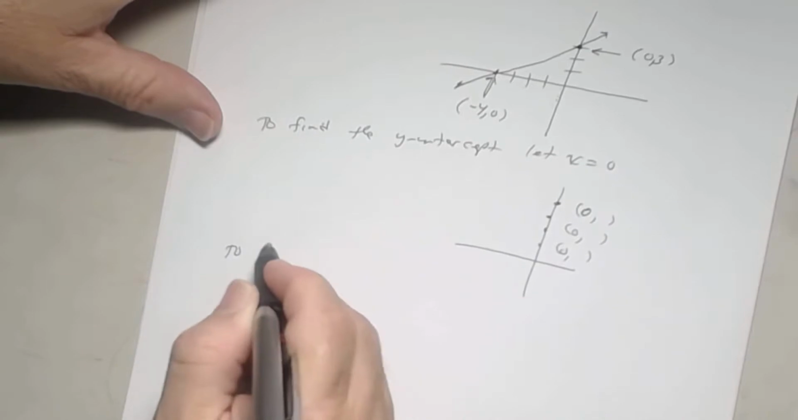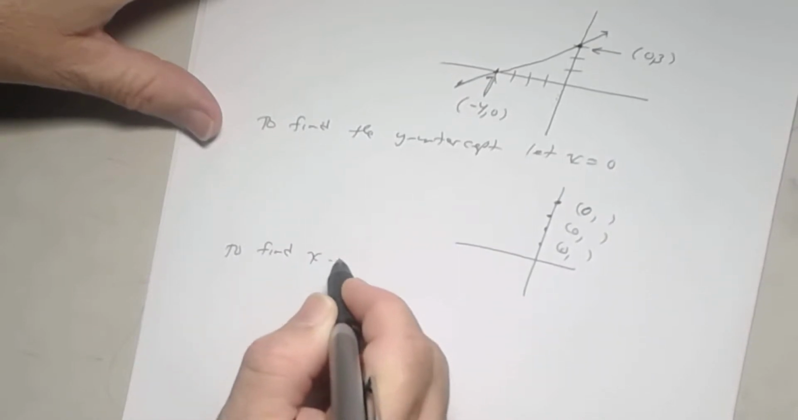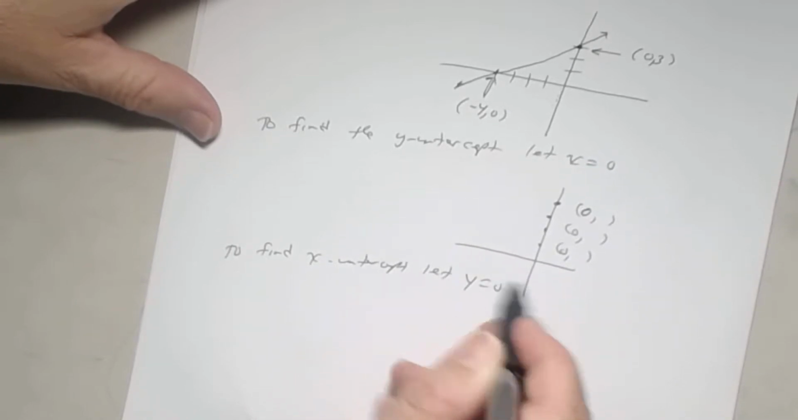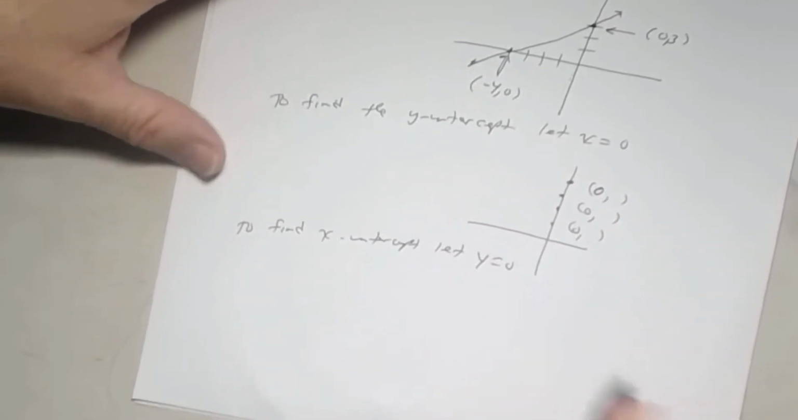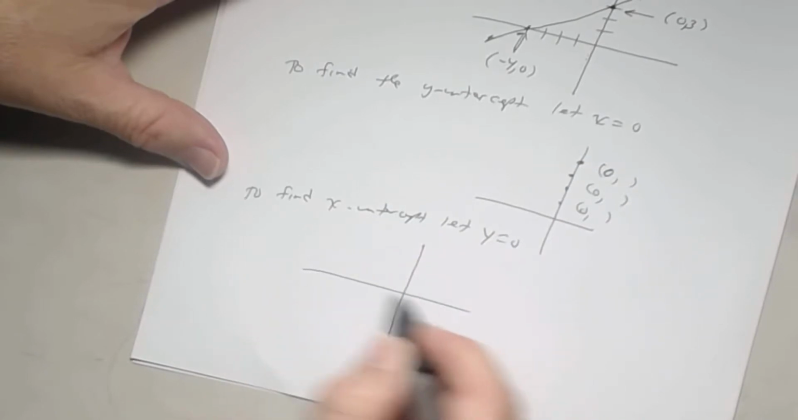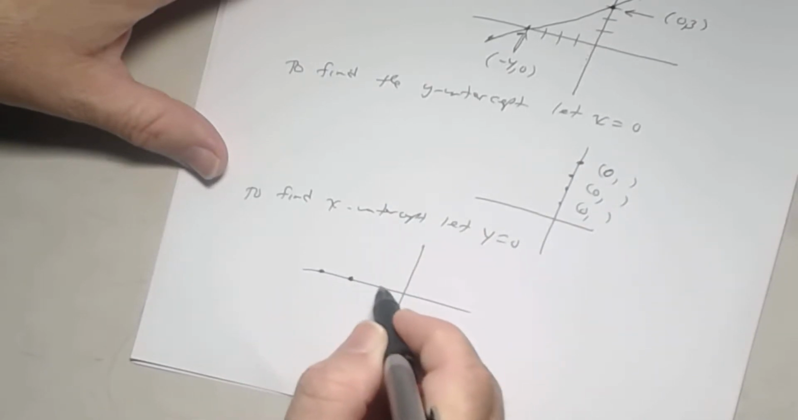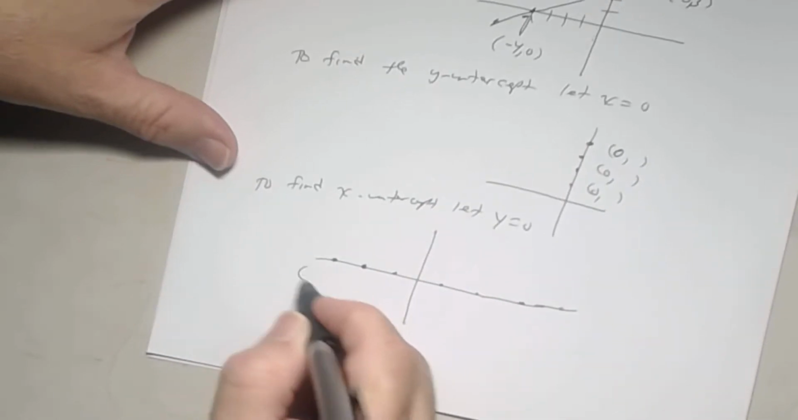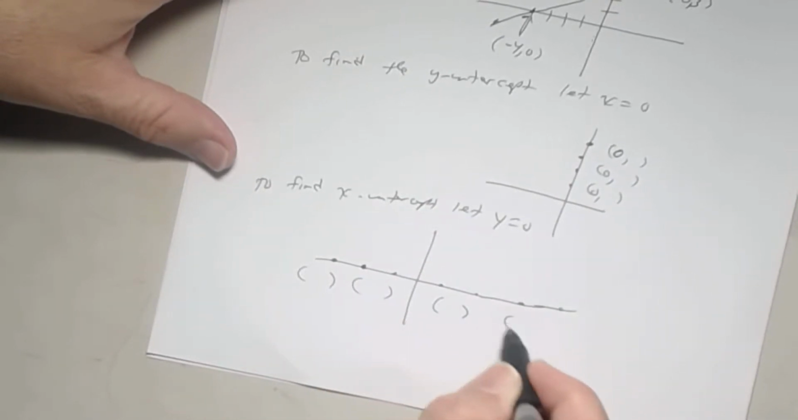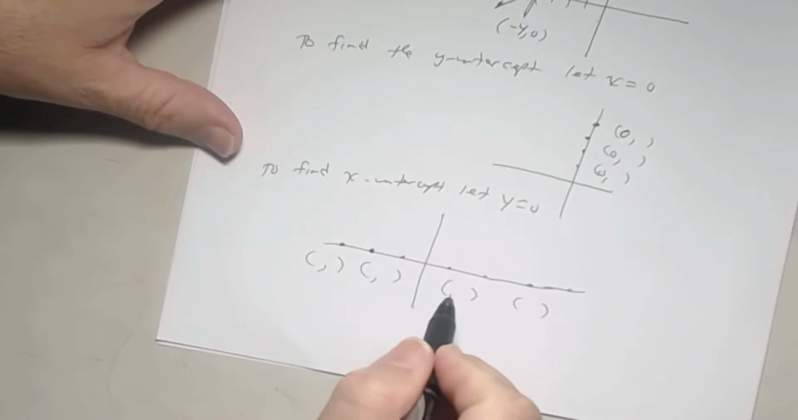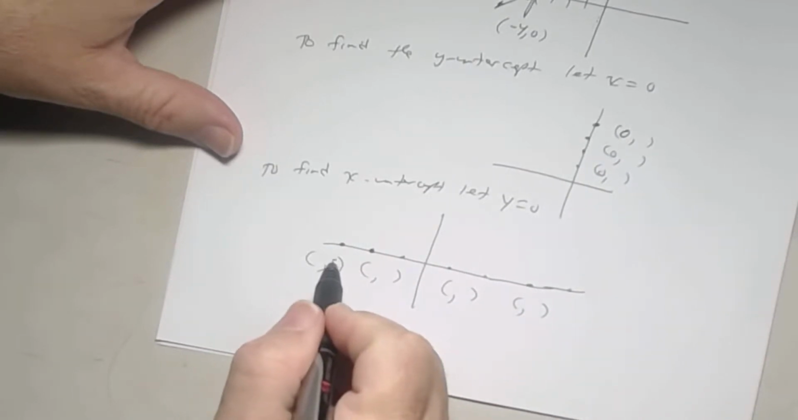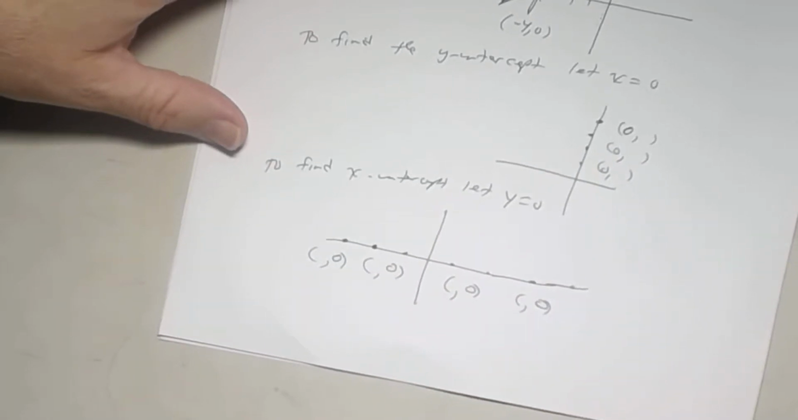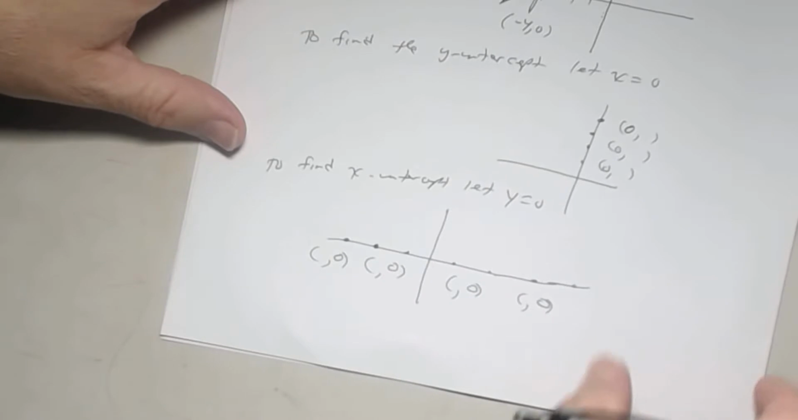To find the x-intercept, you're going to let y equal 0. Because no matter where you are on the x-axis, either here, here, here, which coordinate is always 0? The second one. Y. Okay? So to find the x-intercept, you're going to let y equal 0.